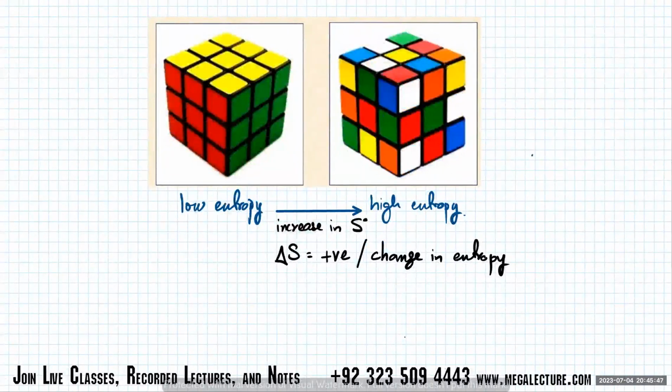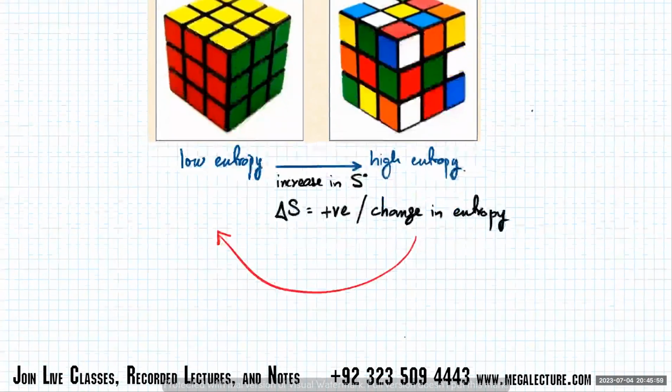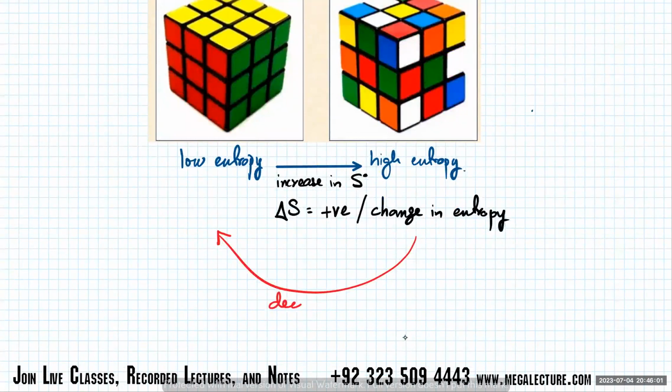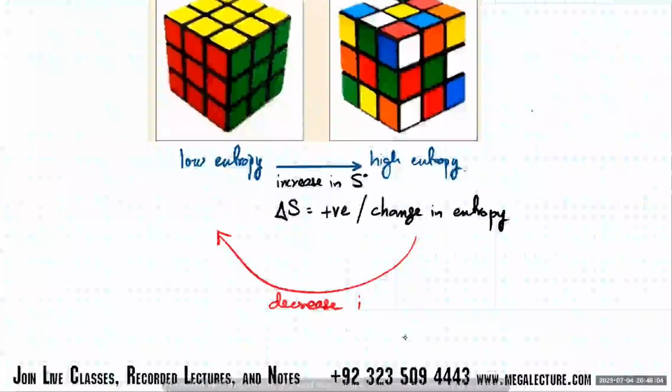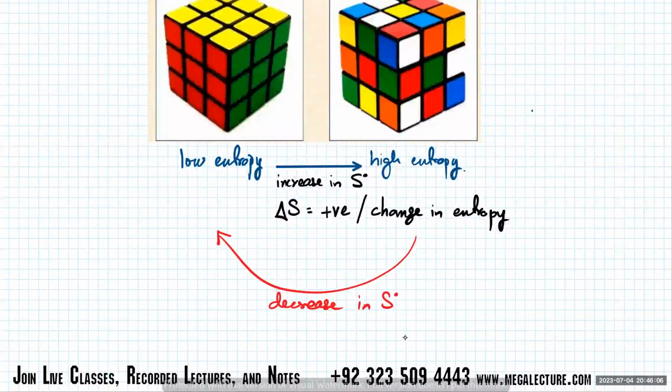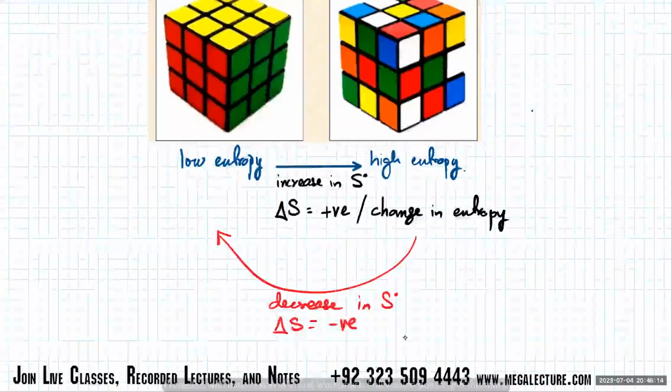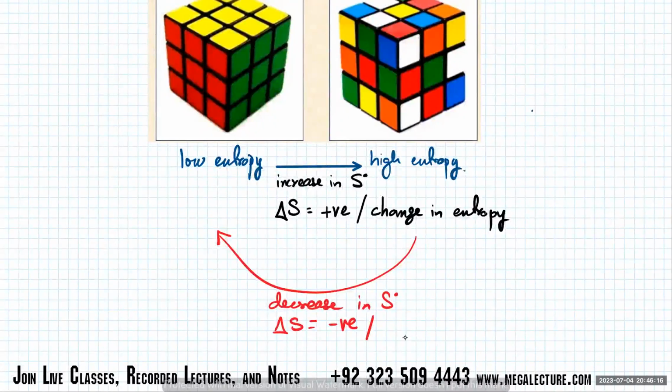Okay, and then you've got the reverse as well. The reverse is you go from high entropy to low entropy. So this one is a decrease in entropy. If you're going from high entropy to low entropy, that means your change in entropy is negative now. Okay, so this is your change in entropy.